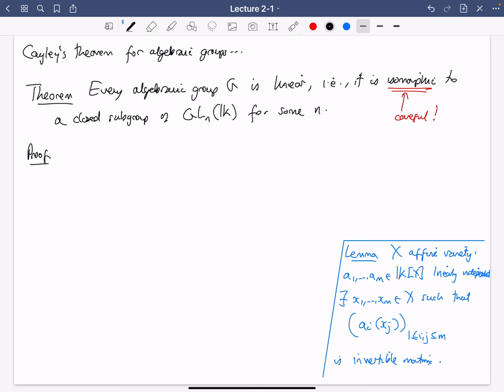So we're given an algebraic group G, and our goal is to find some n and some closed subgroup of GL_n such that it's isomorphic to G. To do this, we need some n-dimensional vector space. We need a finite dimensional vector space V on which G acts. So we have to somehow find some source of finite dimensional vector spaces which G leaves invariant. And where should we look? Well, we should look in the coordinate algebra.